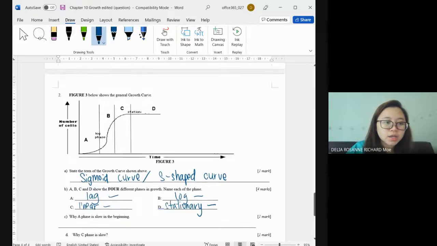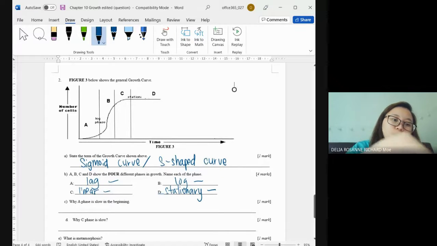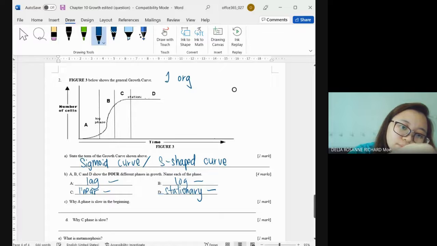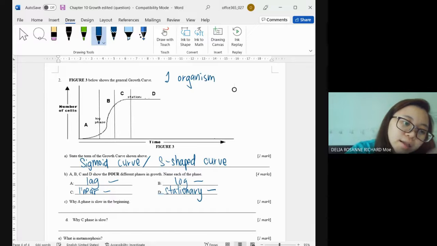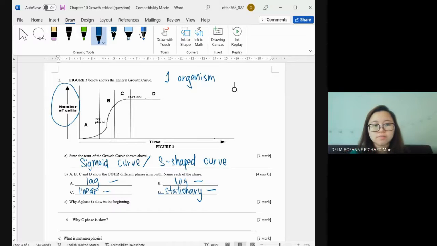Okay, this one, we are talking about one organism and the number of cells in the organism. In this question, it's already written here, number of cells. It means our graph is looking at one organism. Maybe this is one human or one fish or one spinach plant, whatever. But it is one organism and the number of cells in that organism.